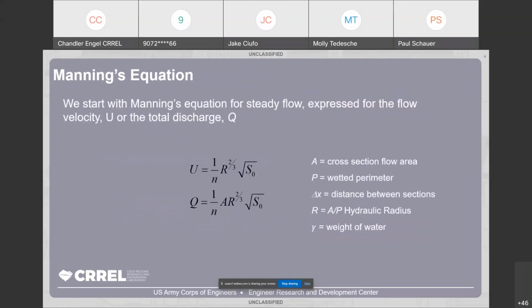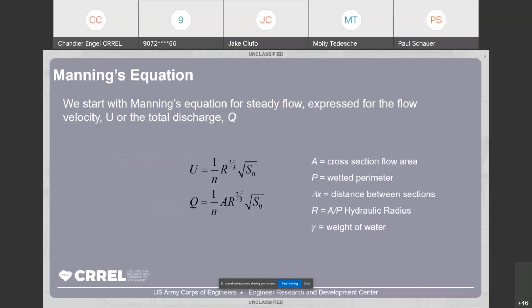So Manning's equation is a workhorse of hydraulic modeling. It's often used to calculate steady flow conditions, basically the velocity and the stage of a river, assuming that the flow isn't changing. So that's what we mean by steady flow. And that's a reasonable assumption for short periods of time.